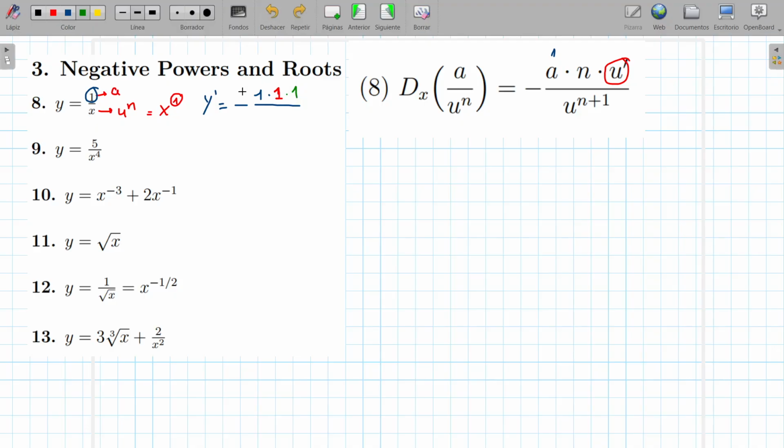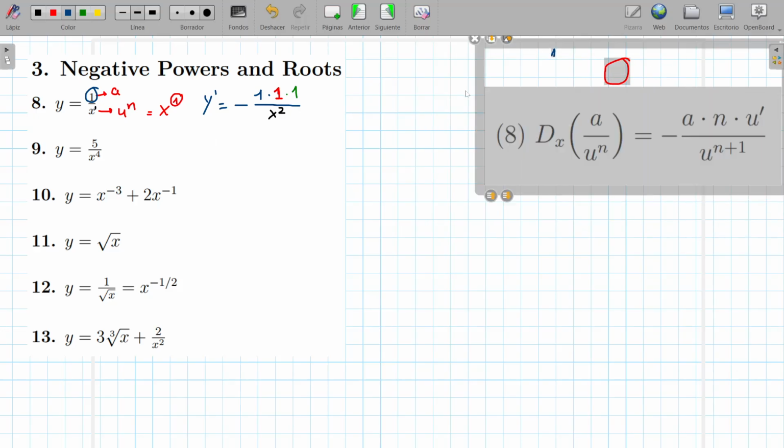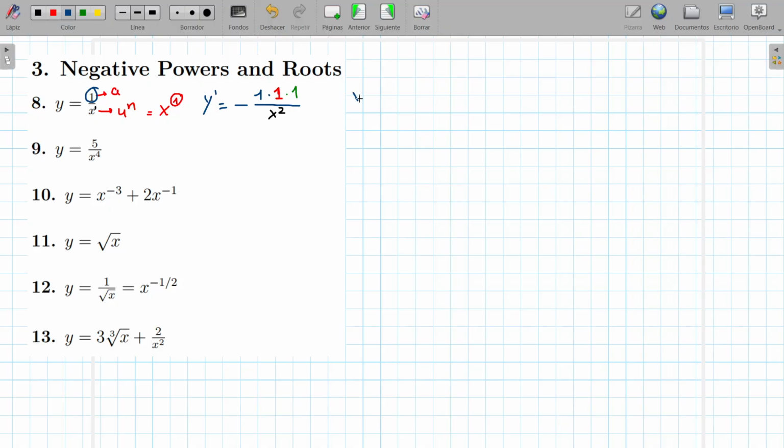Now, maybe here you will say, okay, so we just write 1, that is correct, but we need to understand what we are doing. Then what do we have? We have n plus 1. So instead of x, we have u. So this is going to be x. If the exponent here is 1, down here is going to be 2. Therefore, the result is going to be y equals minus 1 over x to the power of 2.